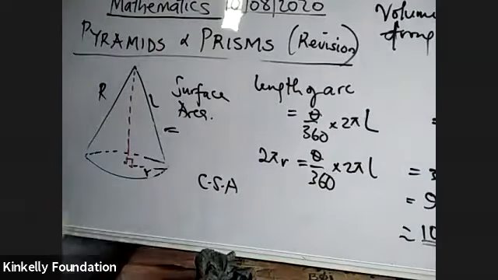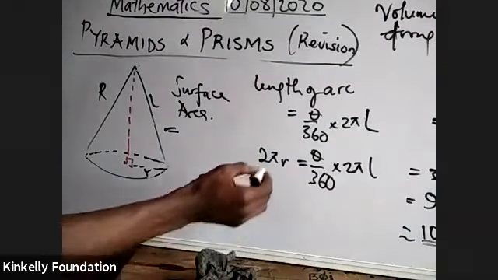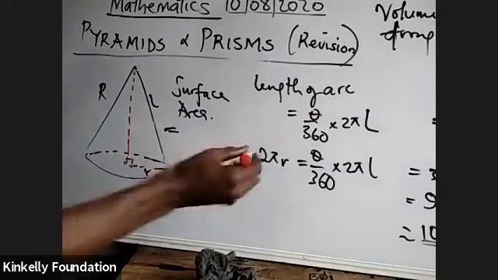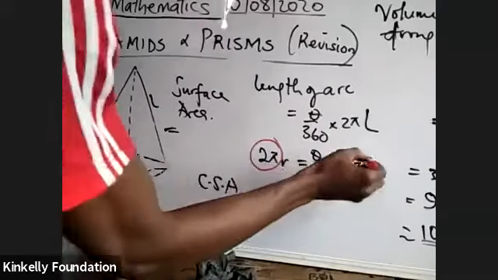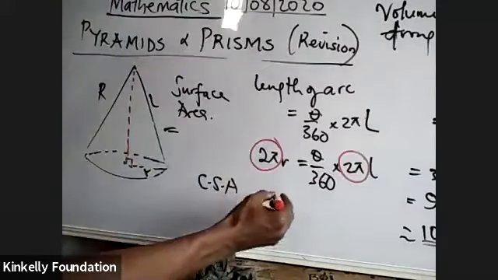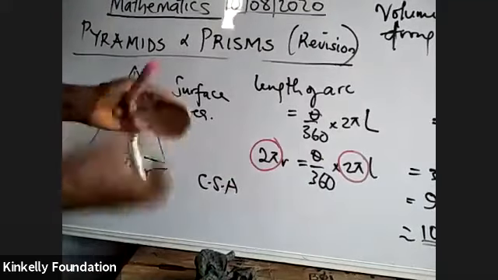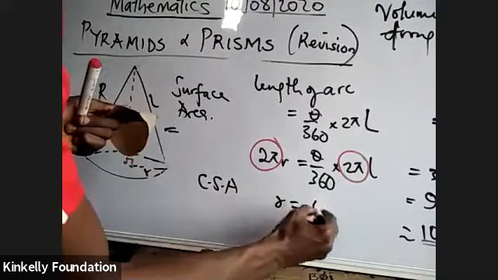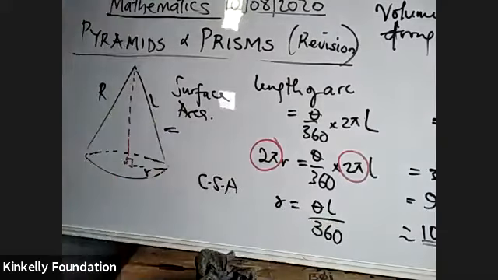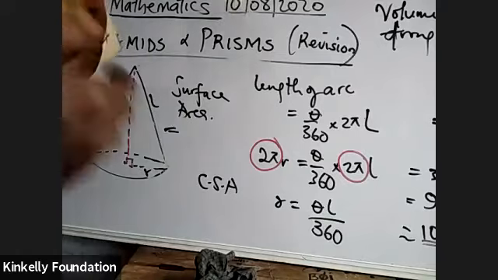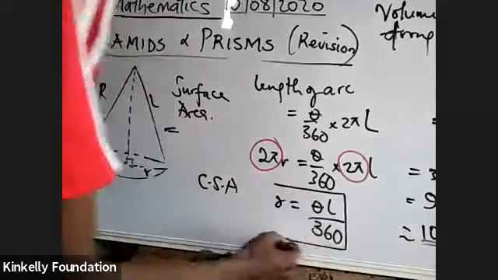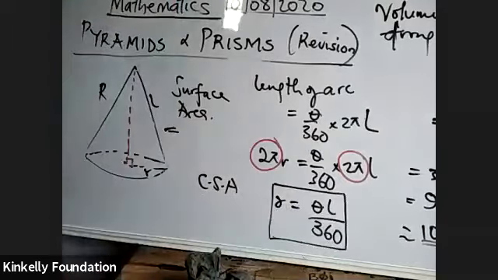Note what is happening here. If you take away this one and take away this one, when you divide both sides by 2 pi, we have that r will give us theta L over 360. Note that theta L over 360. Now let us leave this case.